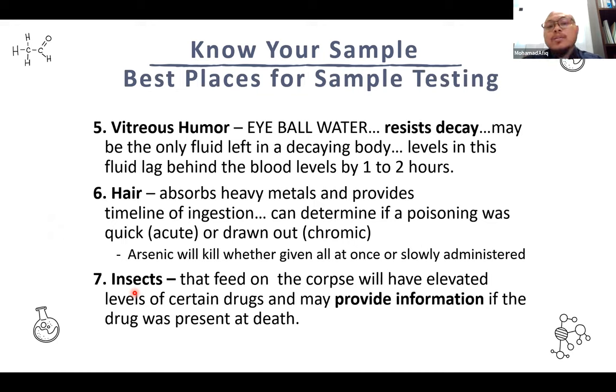You can collect those insects, you can collect those maggots untuk ambil dan you test ada drug atau tidak. Kalau kata ada drugs, selalunya maggot ni dia akan makan kulit, dia akan makan hati, dia akan makan darah. So the drugs also will get accumulated inside of the insects. Contohnya maggot, ulat. So you can use those insects to help you determine whether there is any involvement of poison or drugs during the case.